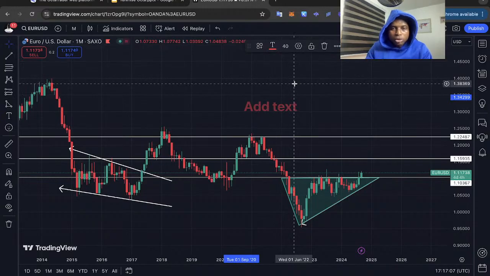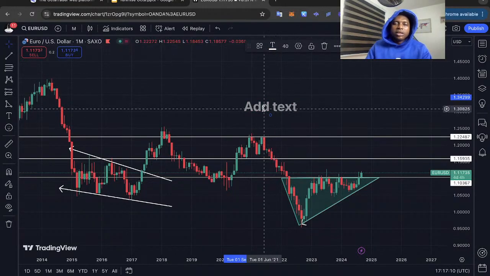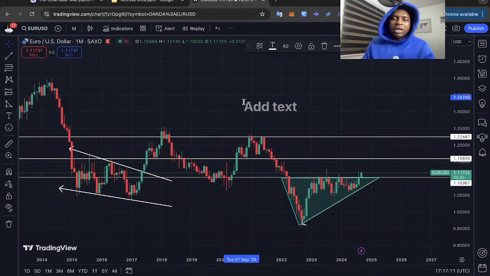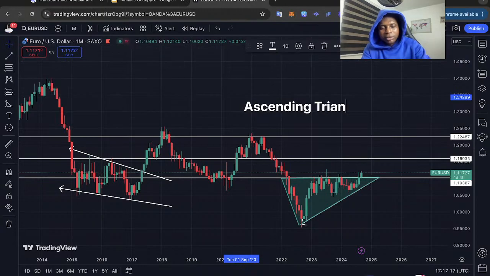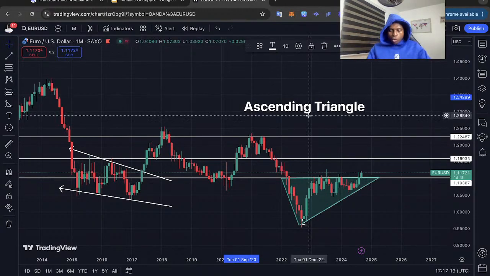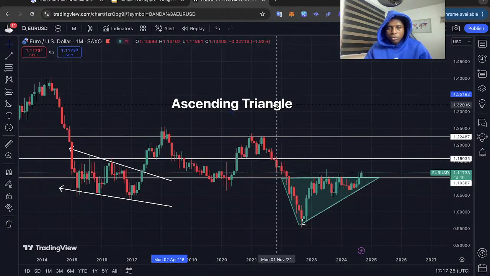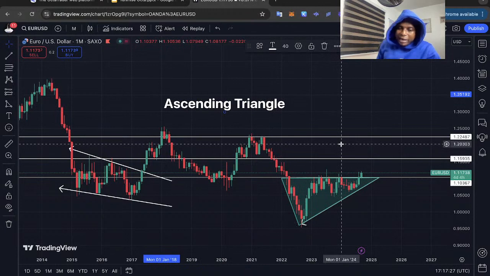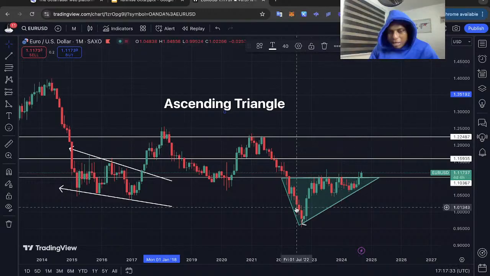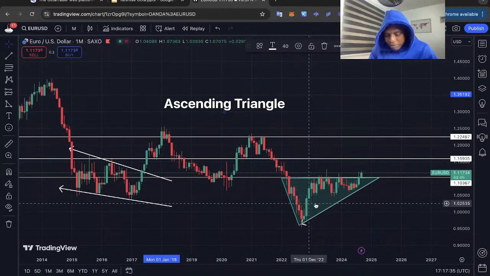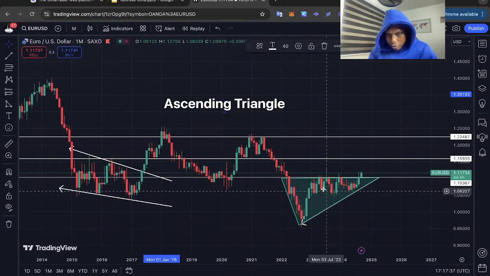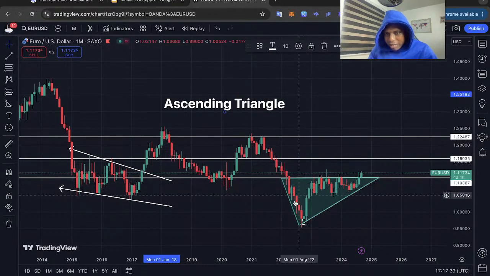Let me change the color to white. This triangle chart pattern is called ascending triangle. Who has gotten what I just typed out now? Ascending triangle. So if I'm asking you again, what kind of chart pattern can you see here? Who can now tell me what it is? I want to know if you are following.